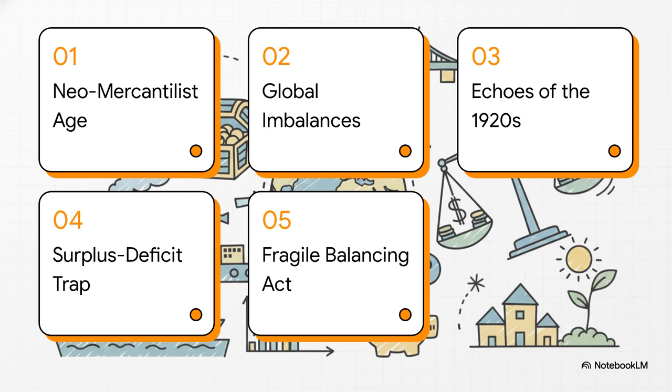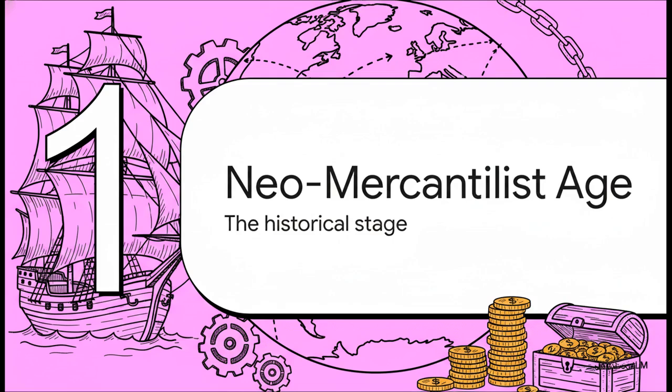So, here's our roadmap for this explainer. We're going to break this down step by step, starting with the neo-mercantilist age, then defining global imbalances, looking at the echoes of the 1920s, uncovering the surplus deficit trap, and wrapping up with today's fragile balancing act. All right, part 1. The neo-mercantilist age.